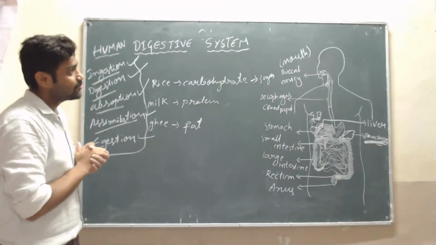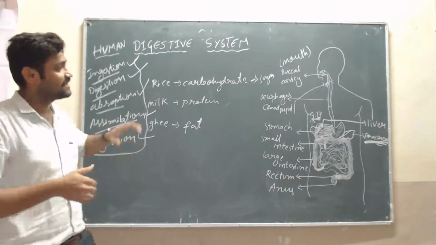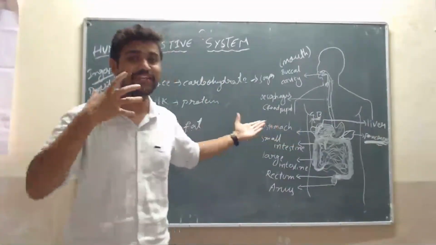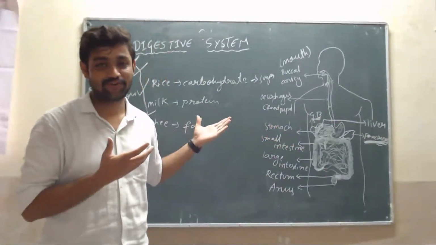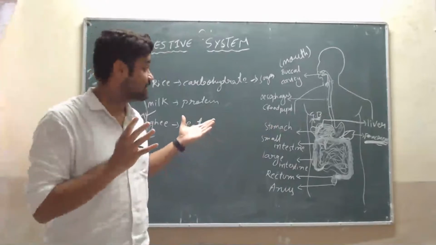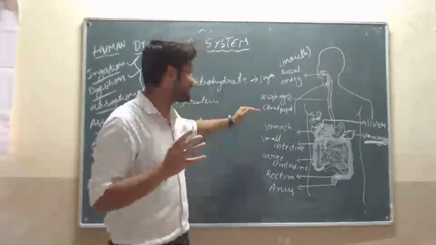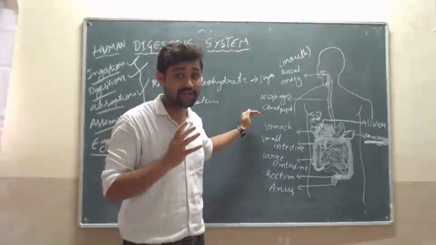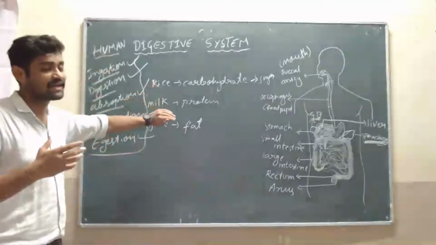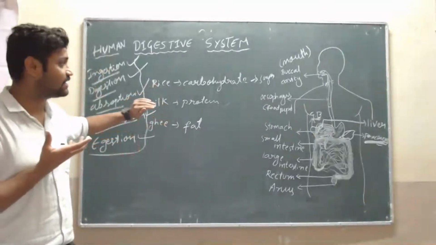Today's homework for you is to draw and label the diagram of the human digestive system and explain it in your own language. You have to mention these labels in English only. Because you are English medium students, I have explained in Kannada so that you can understand easily.